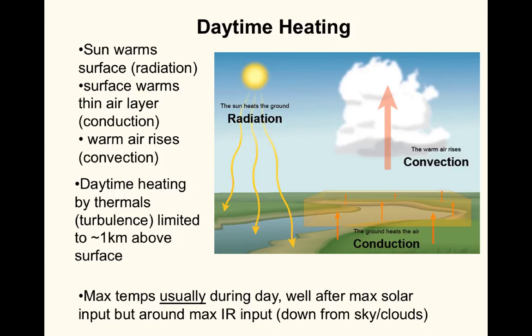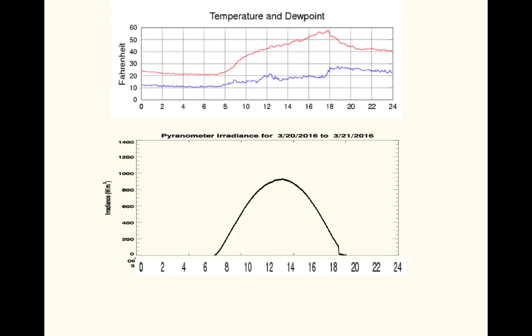Maximum temps usually occur during the day, well after the maximum solar input, but around the maximum infrared radiation coming down from the sky and clouds. Here I'm using data locally from our Skywatch lab at CU Boulder to look at this variation. So here we see a pretty common day. It's a clear day. The lower graph is showing pyranometer irradiance. Simply said, it's measuring the solar radiation coming in at the surface of our lab.